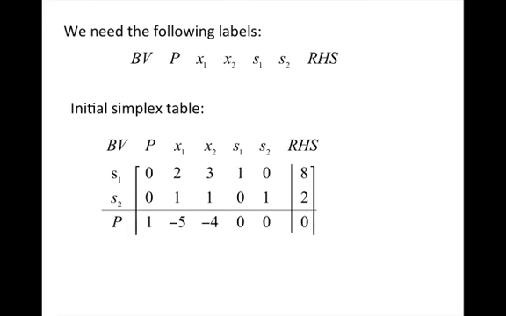So for our initial simplex table, row 1 is 0, 2, 3, 1, 0, 8. Row 2 is 0, 1, 1, 0, 1, 2. Row 3 is 1, negative 5, negative 4, 0, 0, 0. And my initial basic variables are always my slack variables if you keep the equations in the order that they were given.